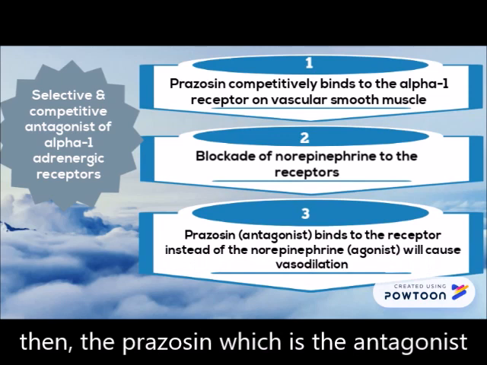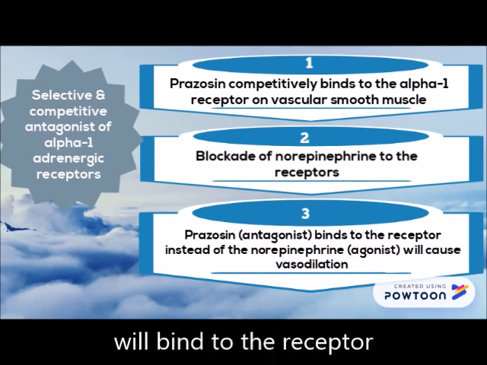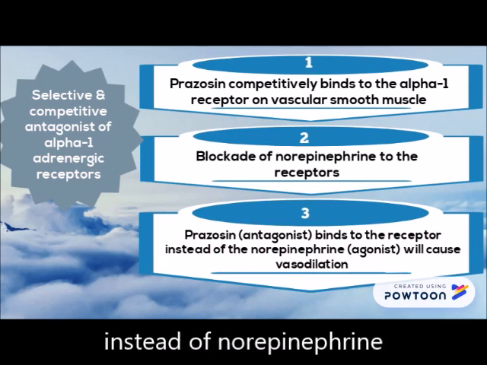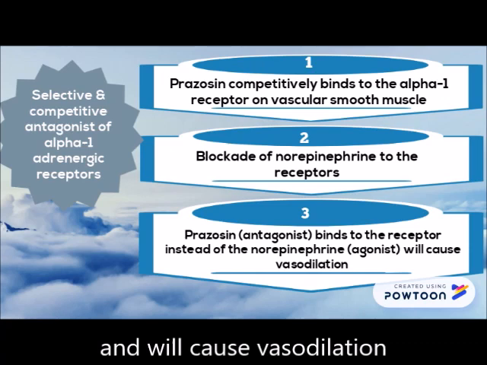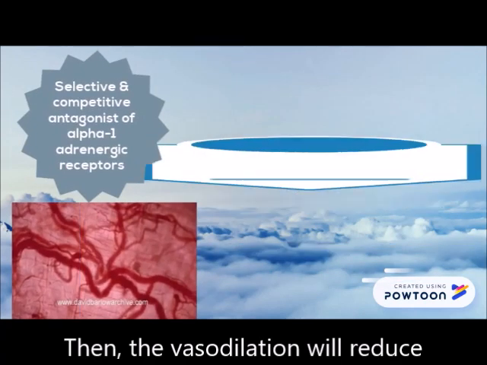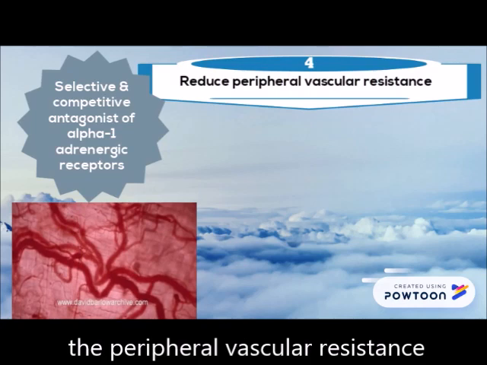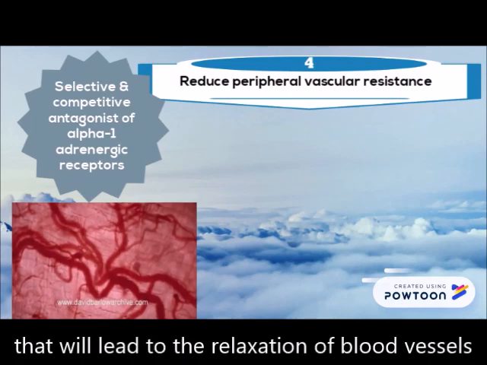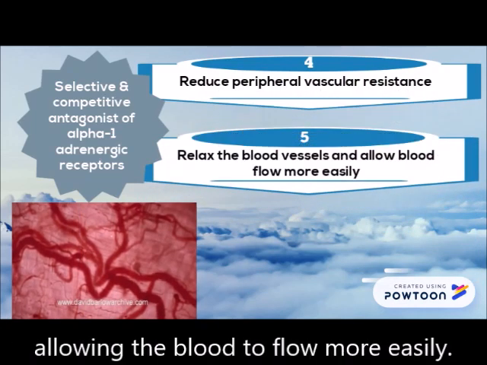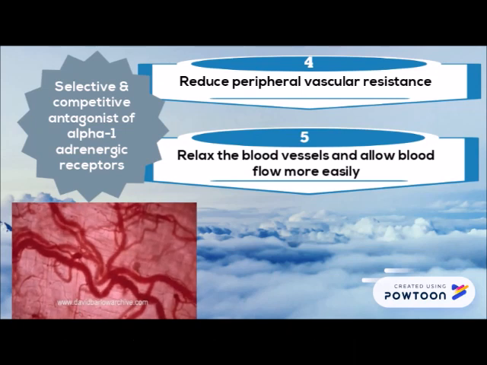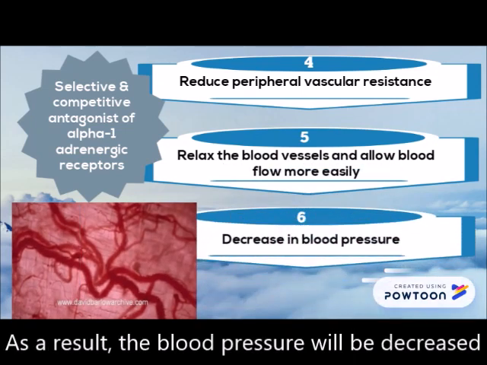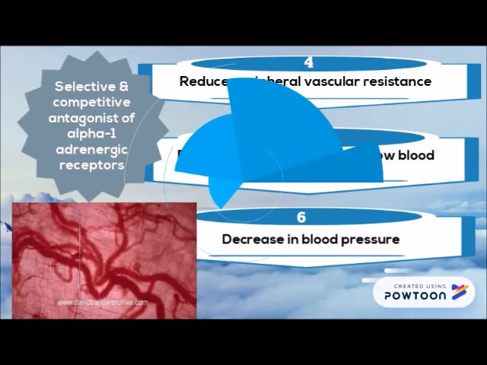Then, the prazosin, which is the antagonist, will bind to the receptor instead of the norepinephrine and will cause vasodilation. Then, the vasodilation will reduce the peripheral vascular resistance that will lead to the relaxation of blood vessels, allowing the blood to flow more easily. As a result, the blood pressure will be decreased.